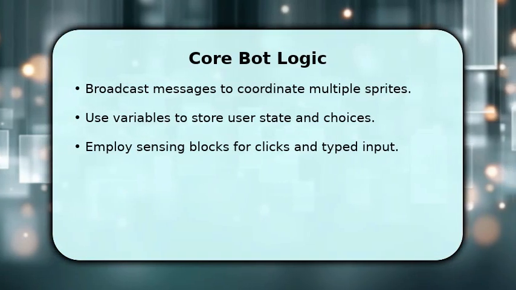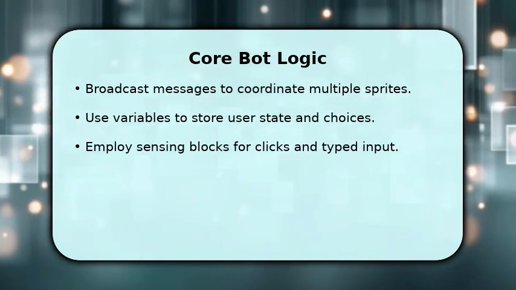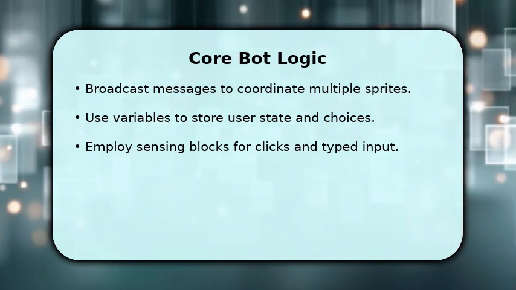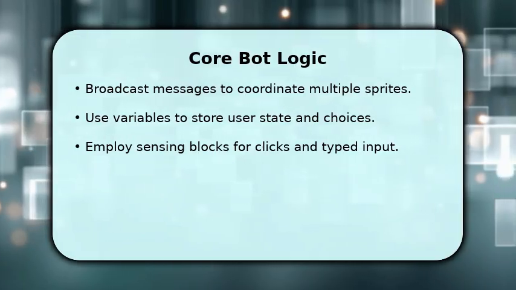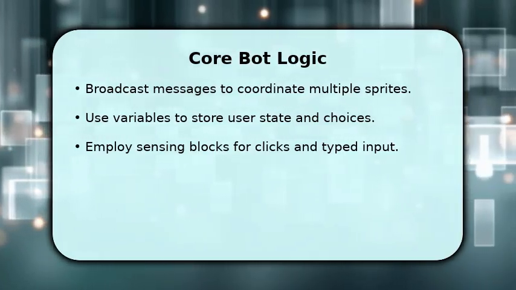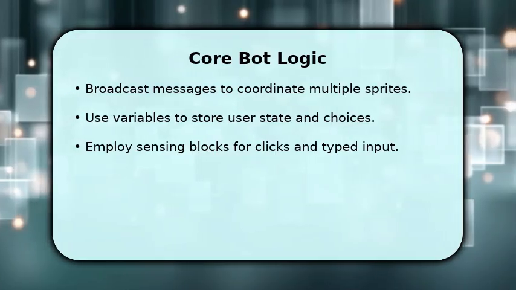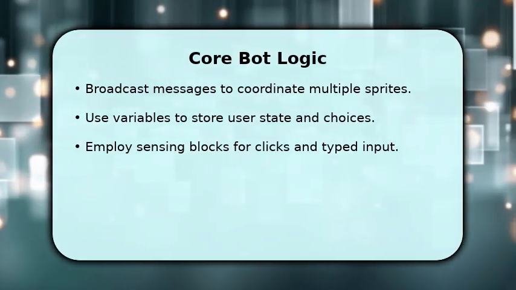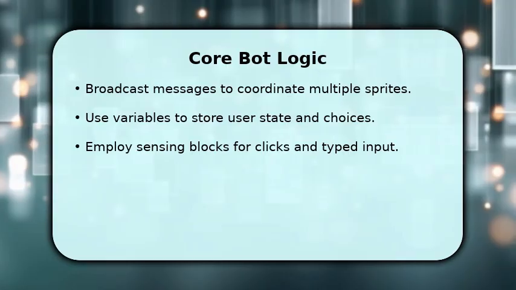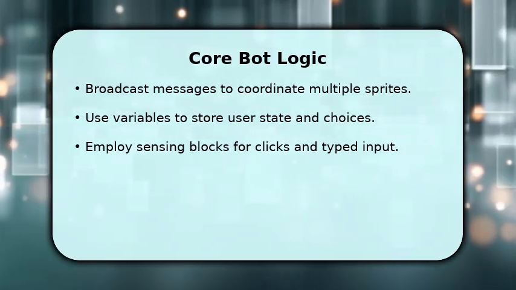Build core logic by using broadcast, variables, and conditionals to manage state and flow. Start with a greeting broadcast and a variable like mood or stage to remember context. Use sensing blocks to detect clicks or type text and respond with if-else chains and random choices for variety.